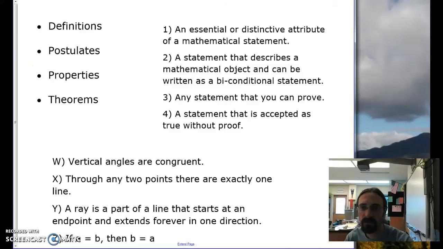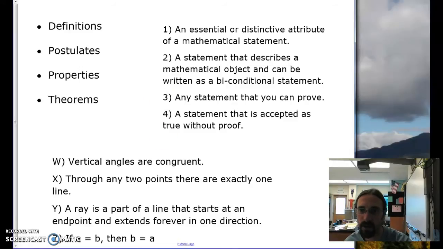So here we go. Let's try a little matching game. So what I want you to do is match these terms, definition, postulate, property, and theorem, to these 4, call them definitions. And then down here with W, X, Y, and Z, see if you can figure out which one's a definition, which one's a postulate, which one's a property, and which one's a theorem. Go ahead, pause the video and try that now.